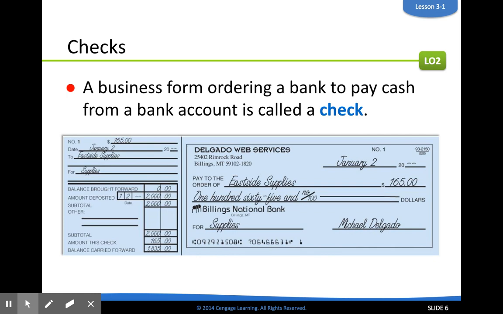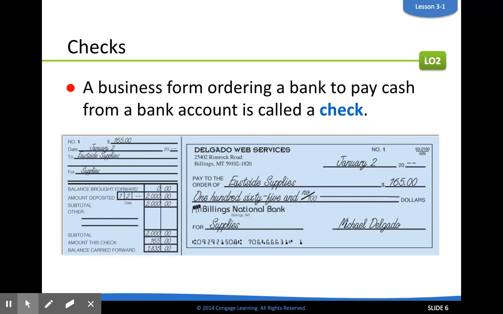A check is used when cash is noted in a transaction. So we're not actually talking about cash dollar bills, okay? When it says paid cash for supplies, we actually wrote a check. Okay, that way we have a paper trail of the transaction, proof that the transaction occurred.